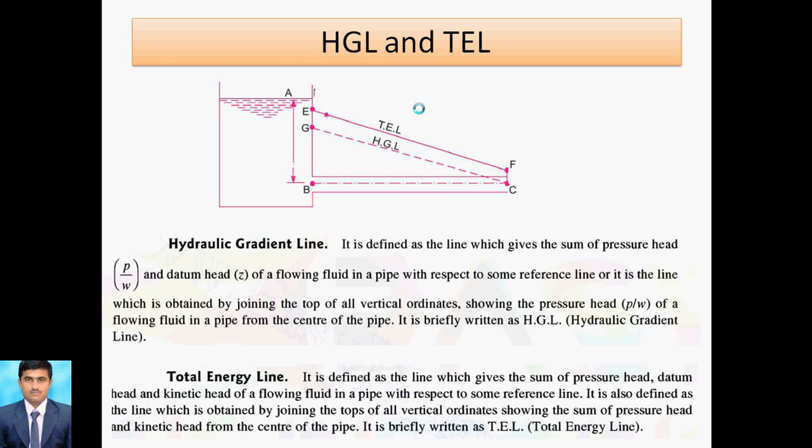So in that case, the only difference between HGL and TEL is that we are considering the kinetic head in the total energy line, and in the hydraulic gradient line it is absent. So this is about HGL and TEL. In this lecture we discussed HGL and TEL, then parallel pipes and series pipes, their relations and their numericals.